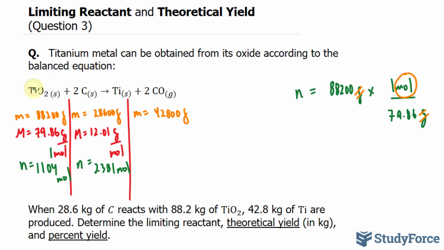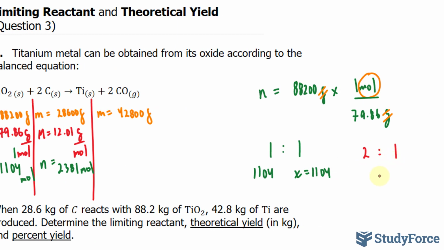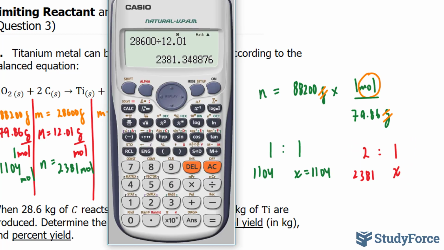Here's what I mean. We have 1 mole of titanium dioxide compared to 1 mole of titanium. The number of moles of TiO2 was 1,104, and because it's a 1-to-1 ratio, Ti will also have the same number, 1,104 moles. Now let's do a comparison with carbon and titanium. This time we have a 2-to-1 ratio, and the number of moles here was 2,381. If we want to find x, we multiply 2,381 with 1 and x times 2.